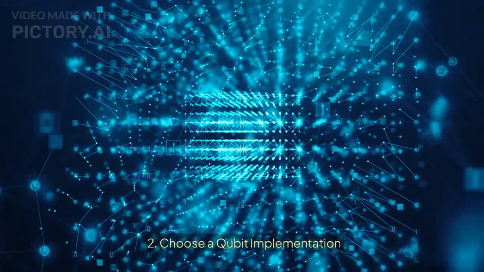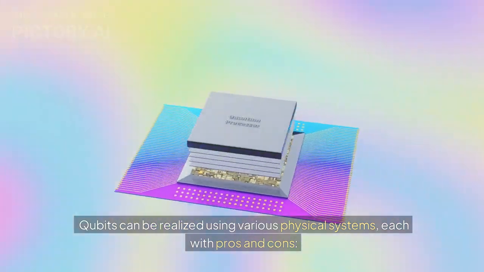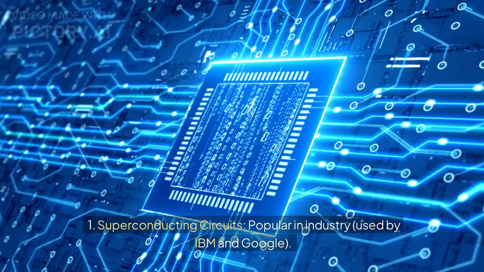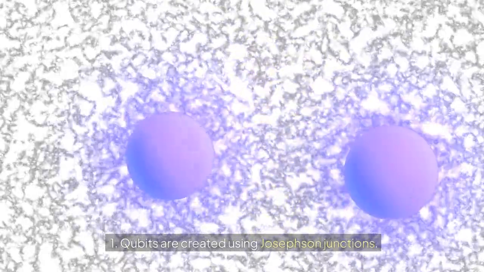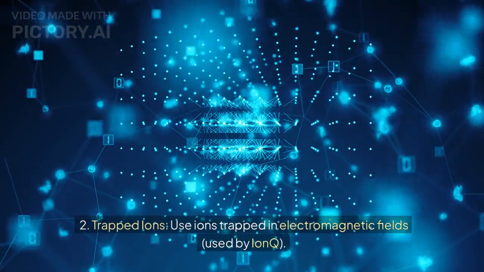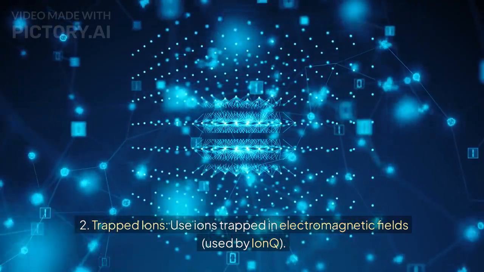2. Choose a qubit implementation. Qubits can be realized using various physical systems, each with pros and cons. 1. Superconducting circuits. Popular in industry, used by IBM and Google. Qubits are created using Josephson junctions. 2. Trapped ions. Use ions trapped in electromagnetic fields, used by IonQ.